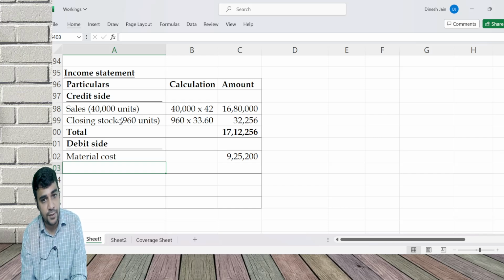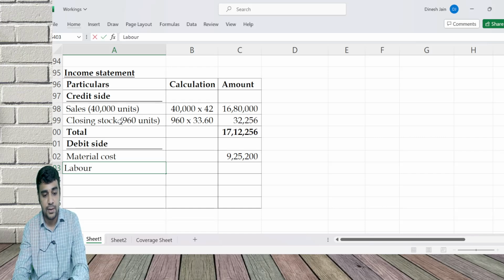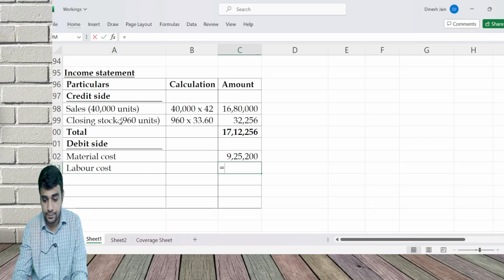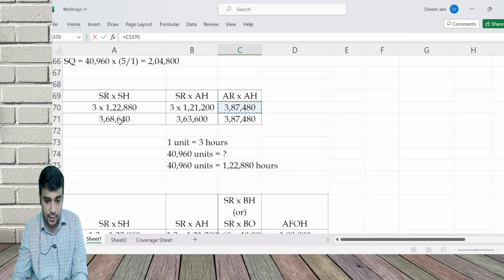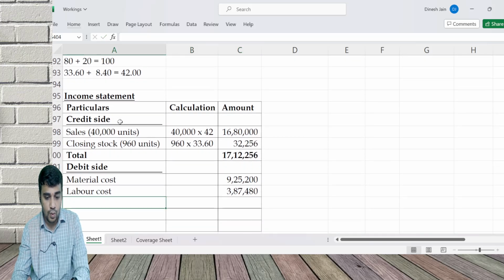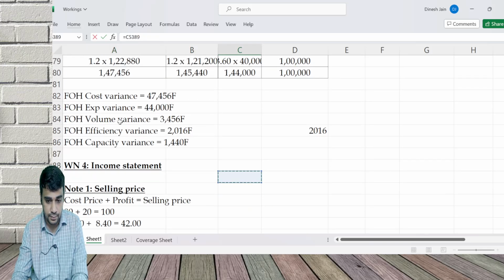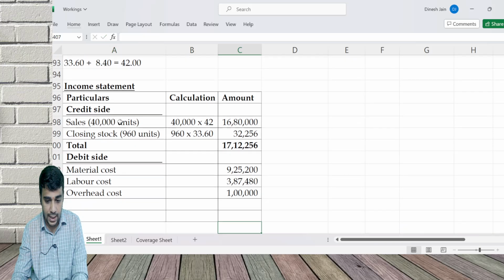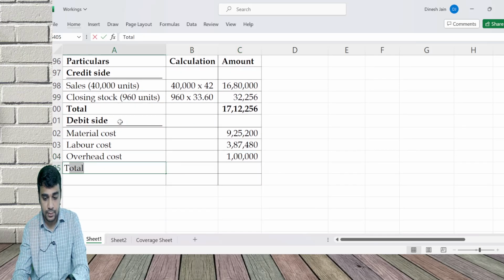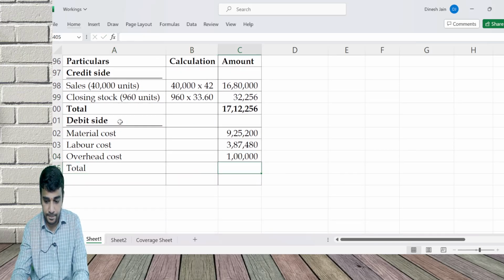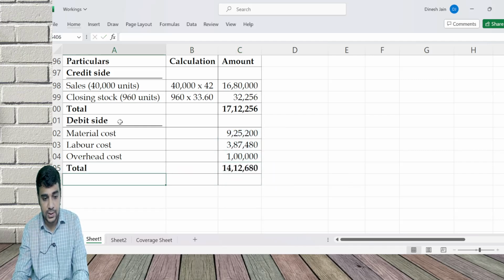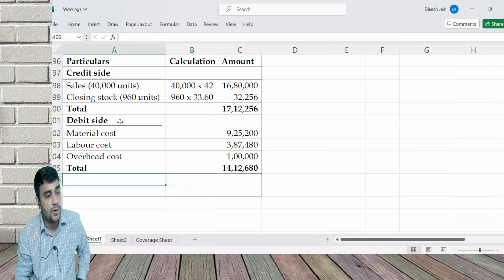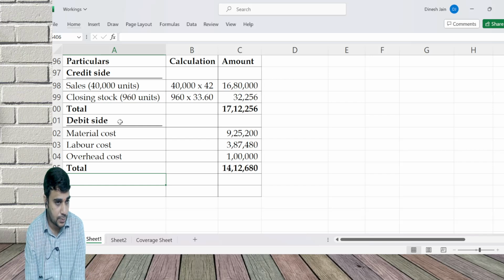Material cost 925,200. Labor cost, last column, 3,87,480. Overhead cost, last column, 1 lakh. Total, subtract it, you will get the actual profit. This is the actual profit. This is one way of doing it. There's another way which ICI has followed. I'll take you through both.